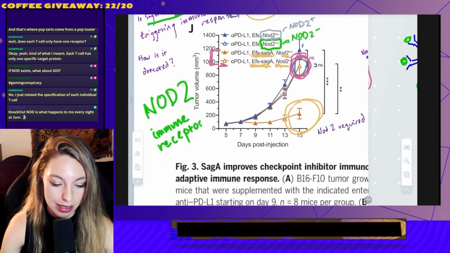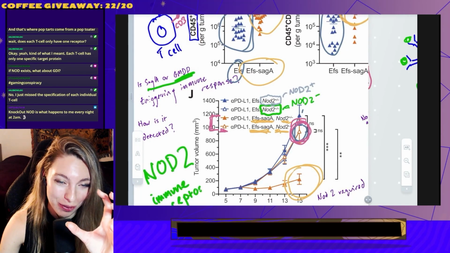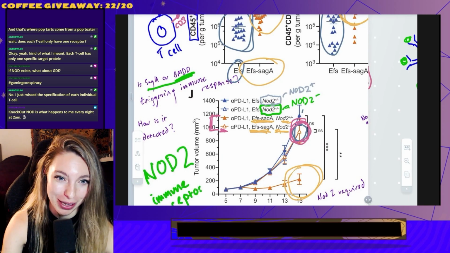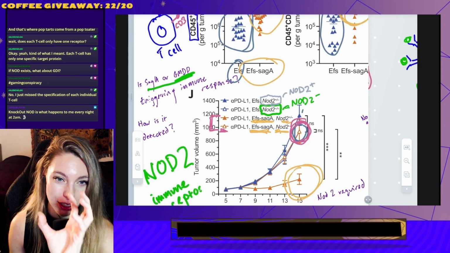And NOD2, again, is the receptor that binds to GMDP, which is the tiny little peptide that gets cleaved by SagA. Okay, so that's how it's related back to SagA. SagA just makes the peptide that's bound by NOD2.